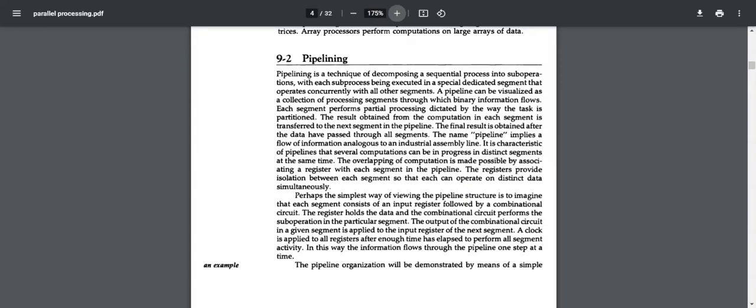So let's start. Today we are going to discuss pipelining briefly. During the previous discussion, we introduced pipelining, where you try to split a task into several subtasks where each subtask is executed in parallel. Now, in computer architecture, pipelining is the same thing.